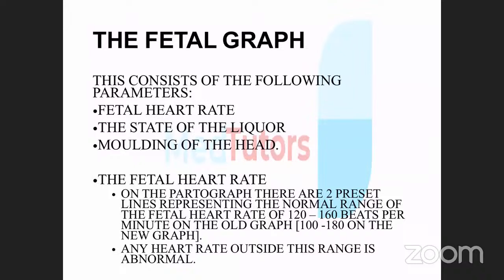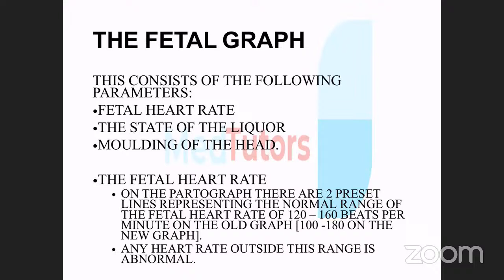The fetal graph consists of the fetal heart rate, the state of the liquor, and the molding of the head. On the partograph, there are 2 preset lines representing the normal range of the fetal heart rate. Usually, the heart rate is a range, not a fixed value. Ideally, it should be between 120 to 160 beats per minute on the old partograph. In the new partograph, some put 100 to 180. Any heart rate outside this range is considered abnormal. Wherever you're working, basically now it's 110 to 160.